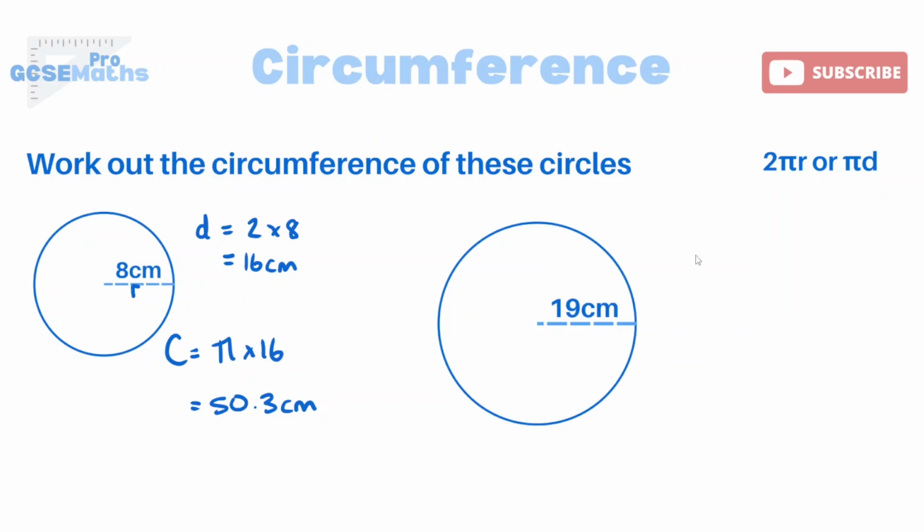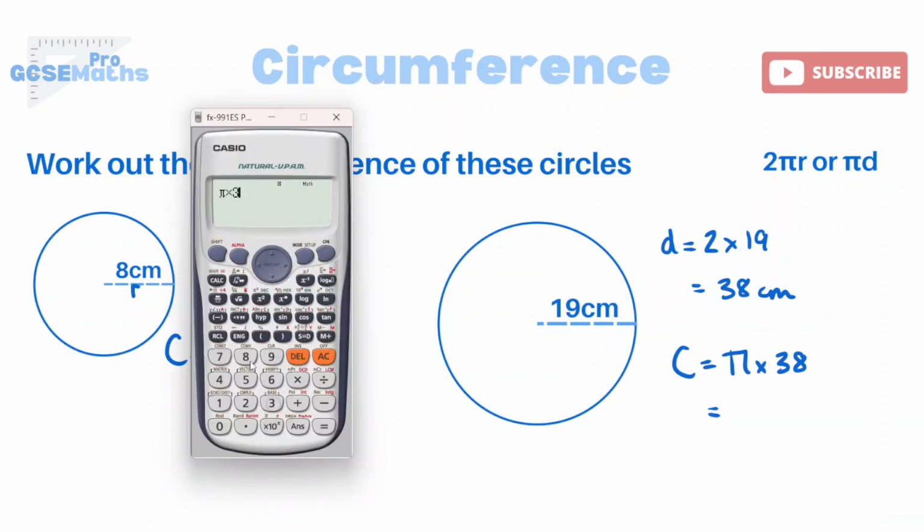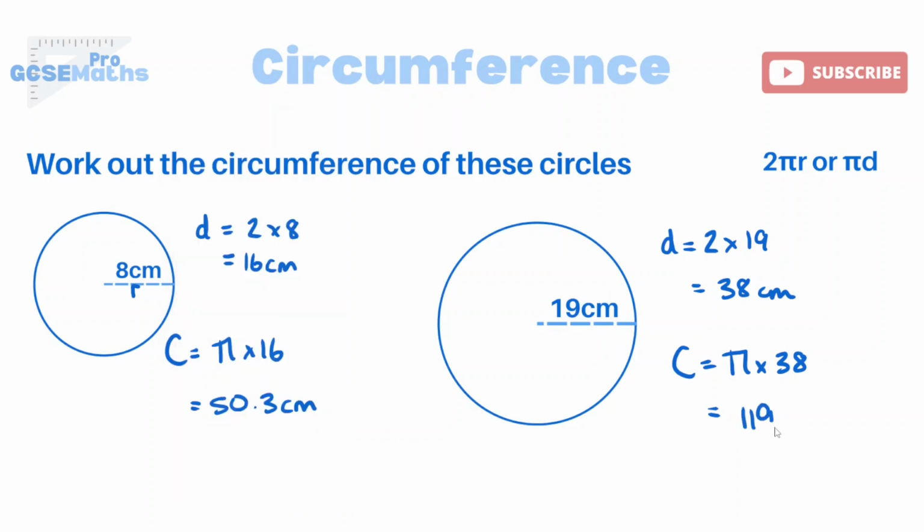So for the second one, I'm working out the circumference. Again, my diameter is going to be double the 19, which should give me 38 centimeters. As I said, I would probably just do that bit in my head, and then I know it's pi times 38, which on my calculator will give me 119.4 to one decimal place as well. Okay. It's again just centimeters because it's a one-dimensional measurement, isn't it? It's not two-dimensional.